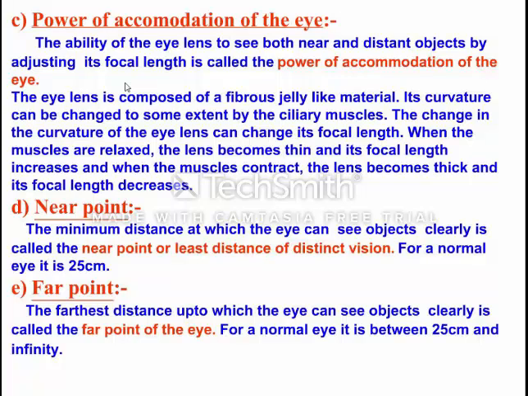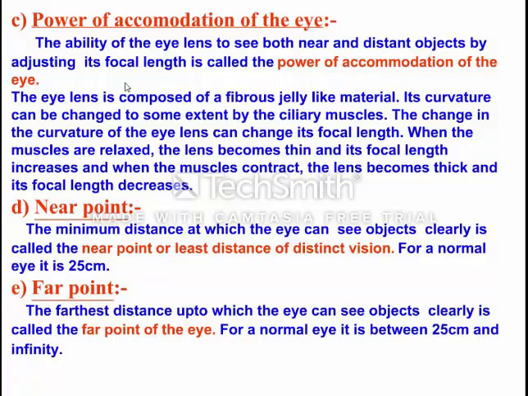And we can see the normal eye can see the moon and stars clearly, and this moon and star are at how much distance? We can say infinite, very far away from us. So the farthest distance up to which the eye can see an object clearly is called the far point of the eye, and the far point of the eye is infinity.